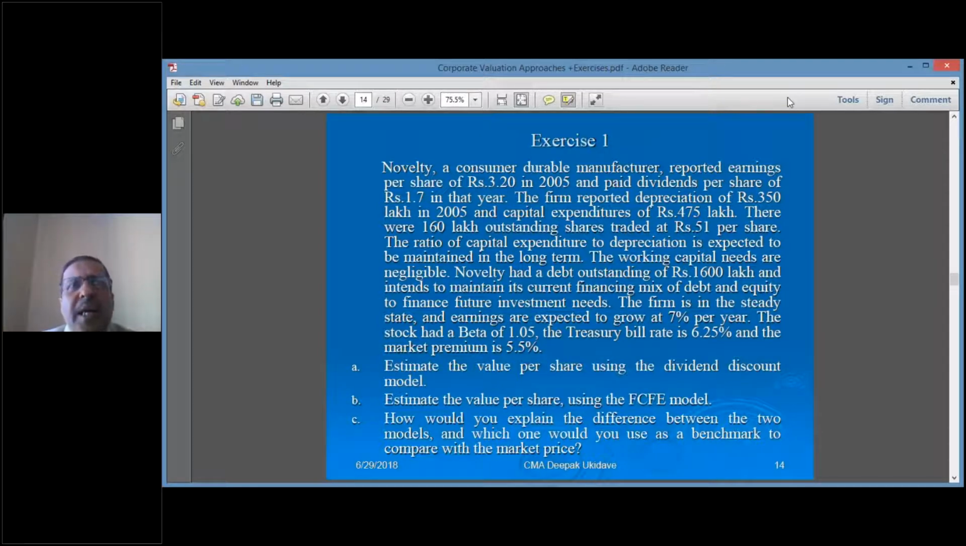Accordingly, we can ascertain that yes, the share is undervalued or overvalued, and accordingly we can take the business decision. So we have to compare the two methods, the dividend discounting model and the FCFE model, and you have to explain the reason why there is a difference, number one, and which method can be used as a benchmark to compare with the market price.